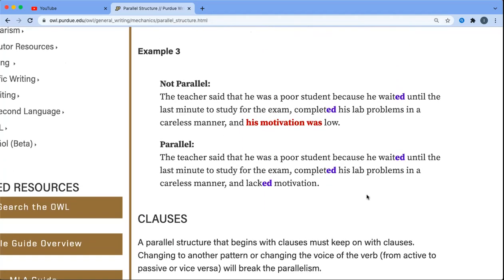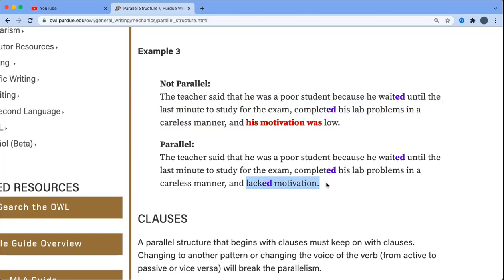One more example, this sentence is not parallel. If I say, the teacher said that he was a poor student because he waited until the last minute to study for the exam, completed the lab problem in a careless manner, and his motivation was low, it is incorrect because I started the sentence with a verb phrase, and then the second one is a verb phrase. I need to make the last one a verb phrase, "lacks motivation". Now my sentence is back.